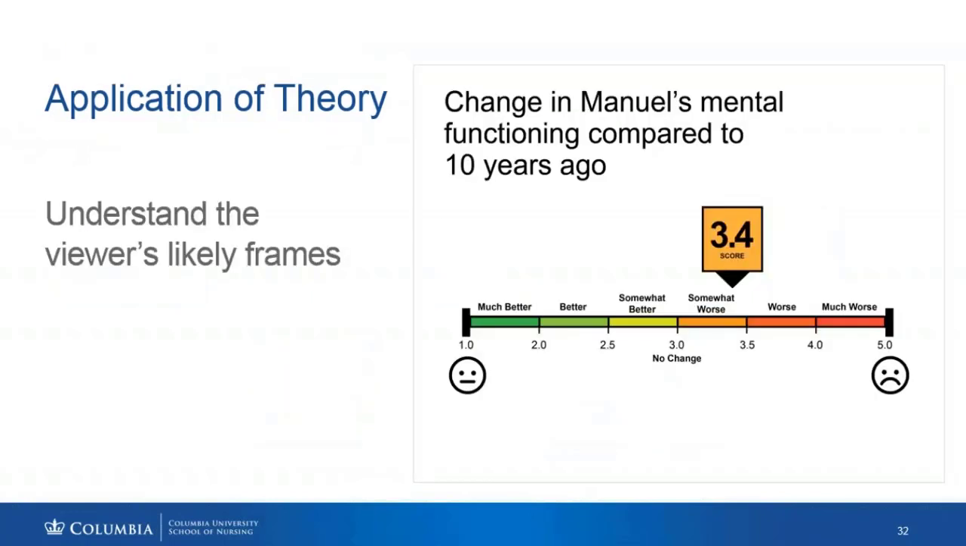So here's an example of trying to understand viewers' frames, and this one was really, really interesting because there is a measure called IQCODE where you ask a series of questions about a care recipient with dementia and their level of mental functioning. And so you ask, compared to 10 years ago, how is so-and-so at a given task? And then you average those up and you get a number. And so the scale goes from 1 to 5, from much better to much worse.